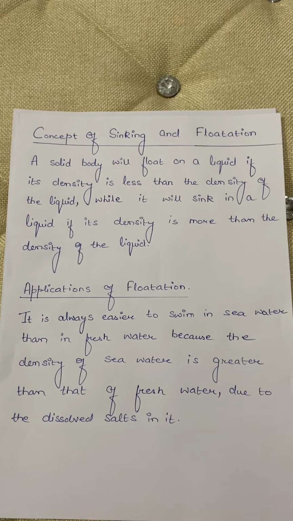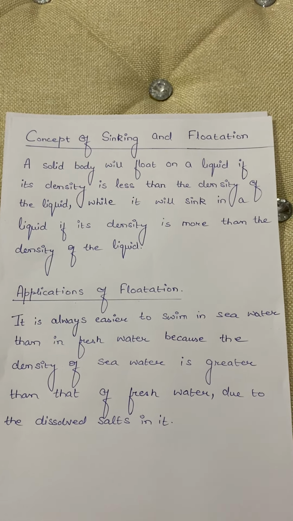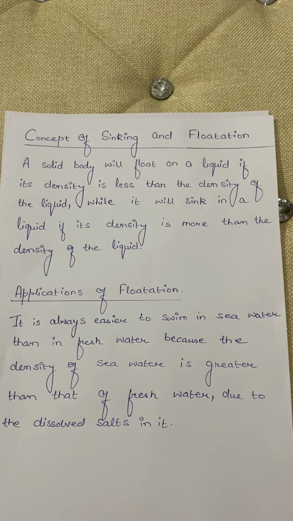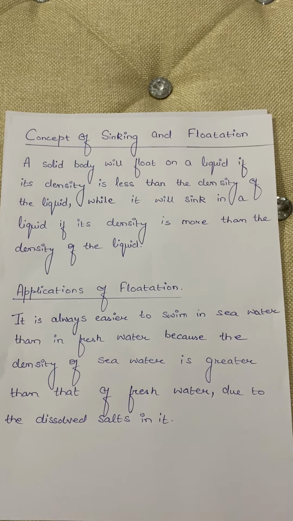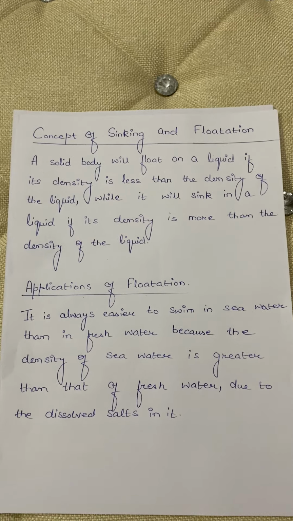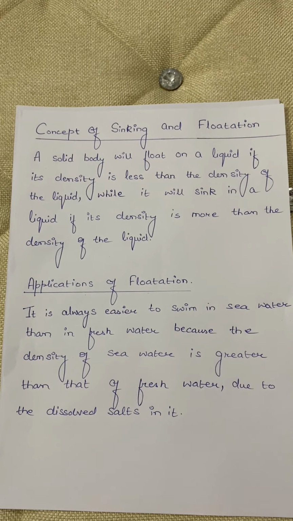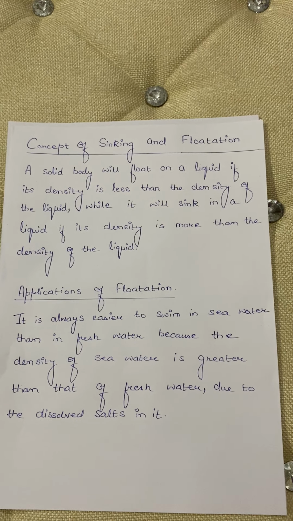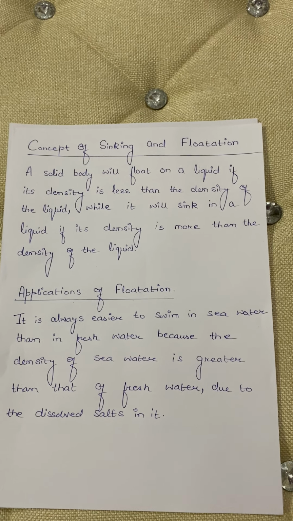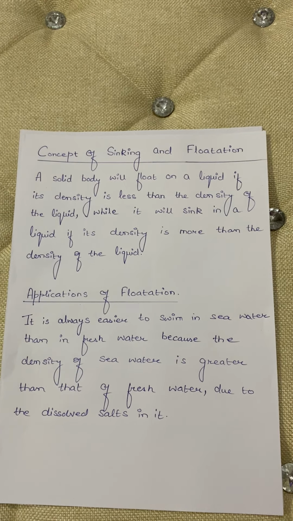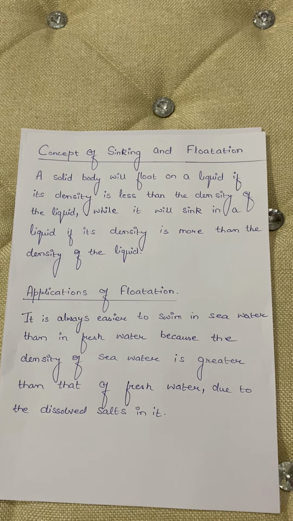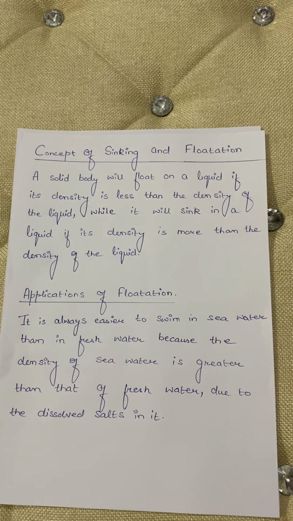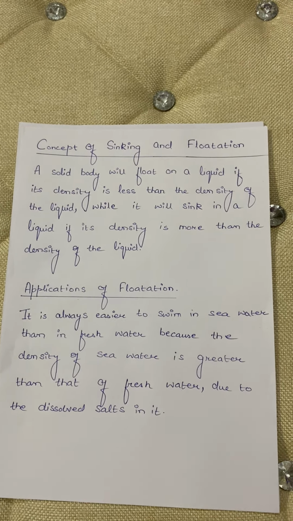Like, it is always observed that it is easier to swim in seawater than in fresh water, because the density of seawater is greater than that of fresh water. And why is it so? Because we know that in seawater there is a large amount of dissolved salts, and because of those dissolved salts, the density of seawater is always higher as compared to fresh water. So the higher the density, the more will be the upthrust on the body, and therefore easier it will be for a person to swim.